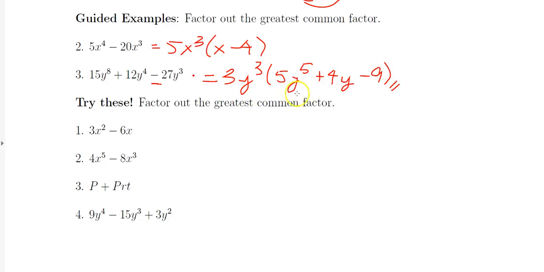So let's check and see here. Now, 5y to the fifth plus 4y minus 9, there are no more common factors inside, and that's a way to tell that we have the greatest common factor. And so if we multiply back, 3y cubed times 5y to the fifth is 15y to the eighth. That matches the first term. 3y cubed times 4y is 12y to the fourth. That matches the second term. And 3y cubed times negative 9 is negative 27y cubed. That matches the third term. So in each of these examples, we factored out the greatest common factor.